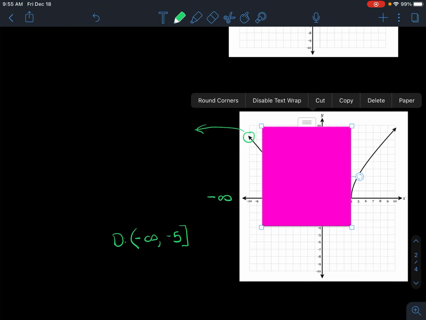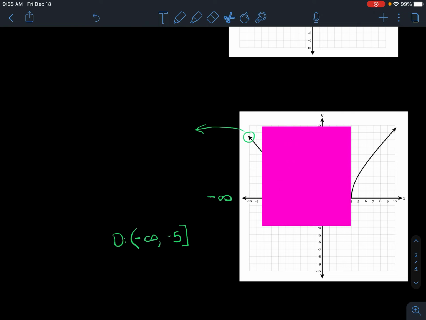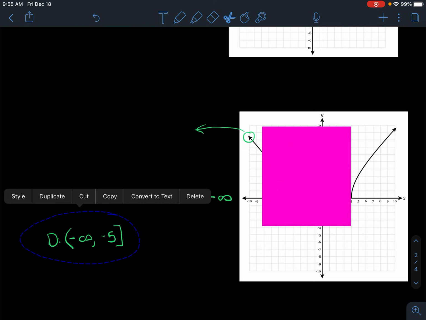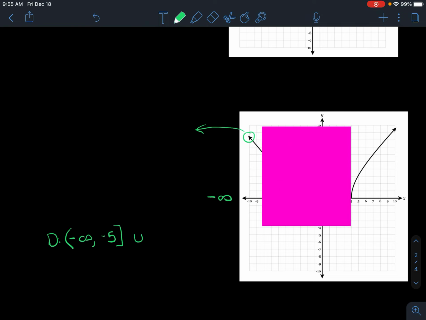Now let's look at the second chunk here. So this graph, it starts at 4. Let me move some stuff around here. So it starts at 4, and then this arrow means that it keeps going that direction. So we're going to go all the way to infinity, curved bracket around the infinity, but that graph actually lands on 4, so that gets a square bracket and a union in between.